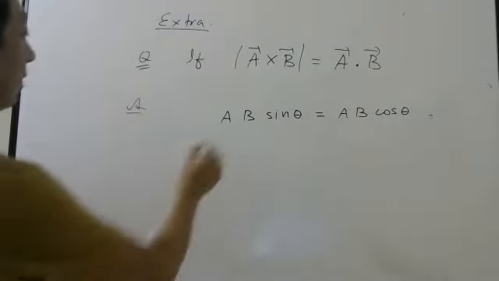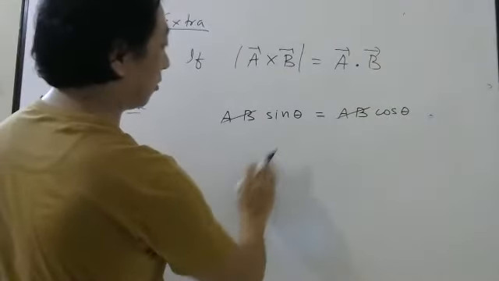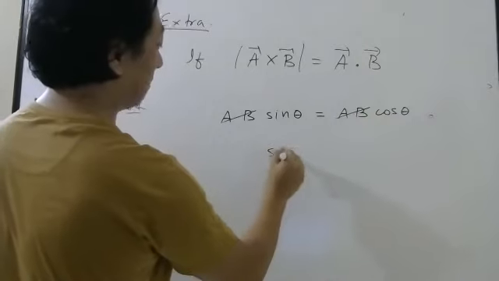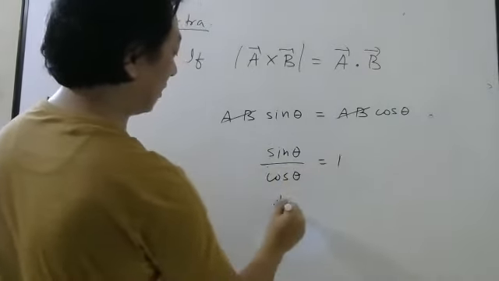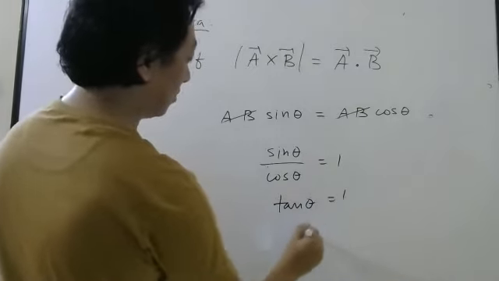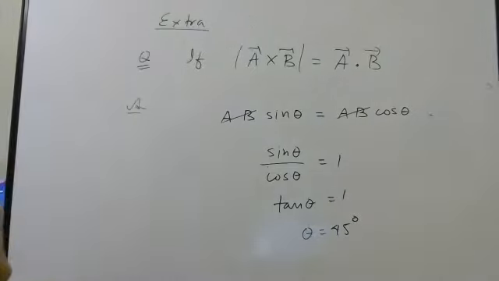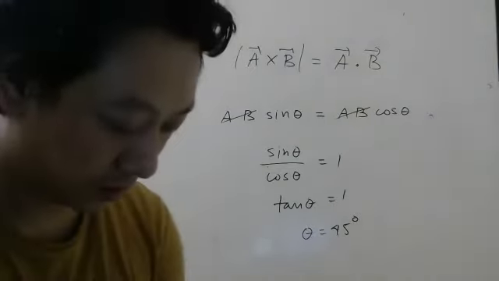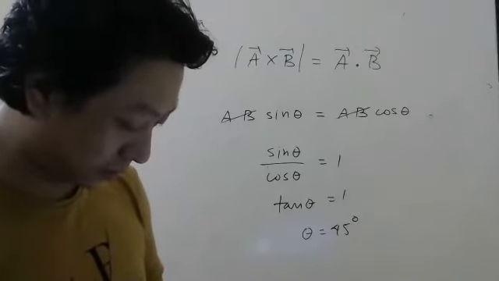Okay, so then your AB will cancel. Bring cos theta here. If you bring cos theta, cross multiply here, sin theta by cos theta will be 1. So tan theta will be 1. So theta will be 45 degree. Okay. So I thought you will answer this, all of you. Some of you were saying 90 degrees, 0 degree.